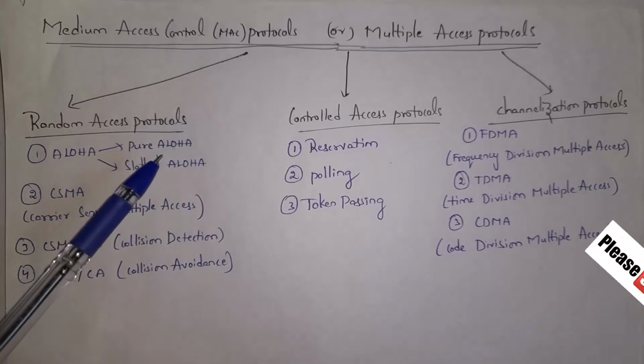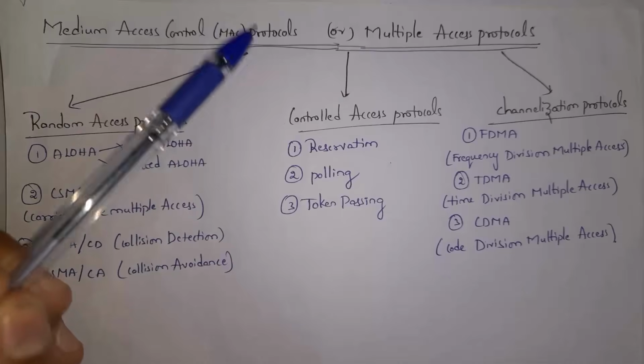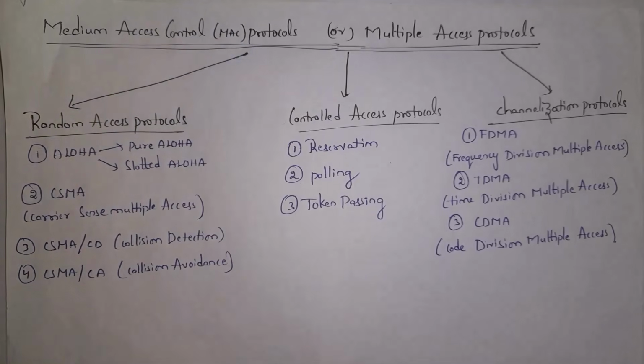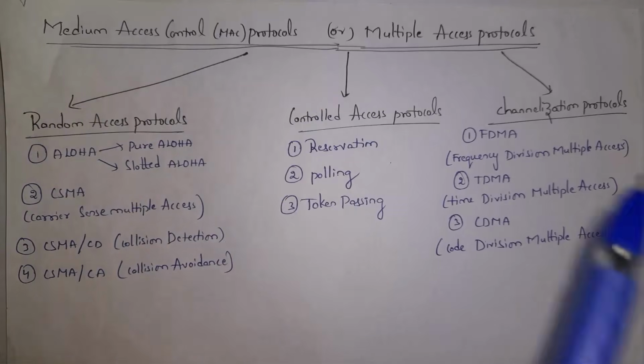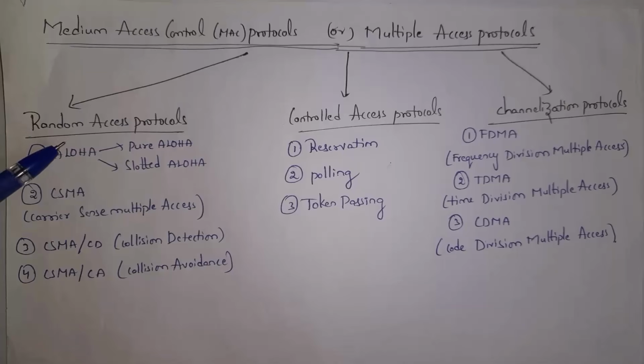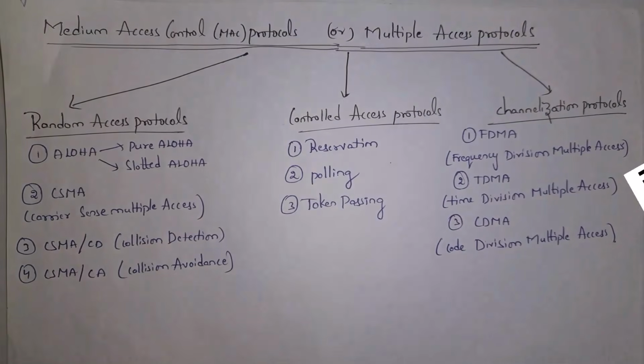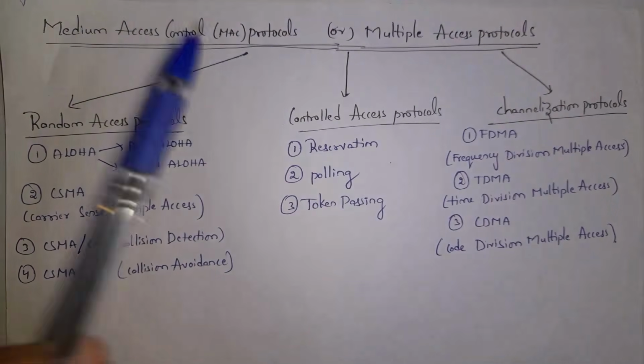In this video, I will be covering what is MAC sublayer protocol and I will explain various types of MAC protocols. I will explain what are random access protocols, controlled access protocols and channelization protocols. I will explain each and every type in detail. Guys, we also call MAC protocols as multiple access protocols and MAC stands for medium access control.